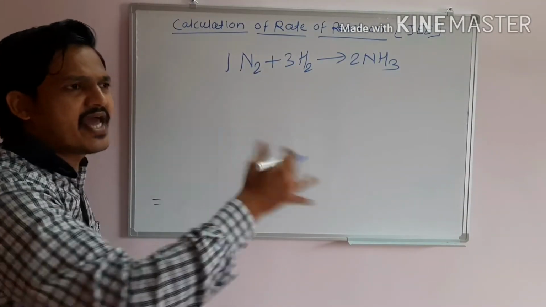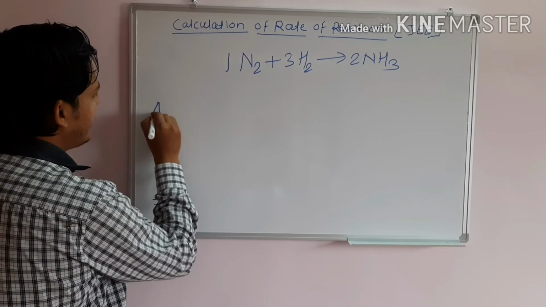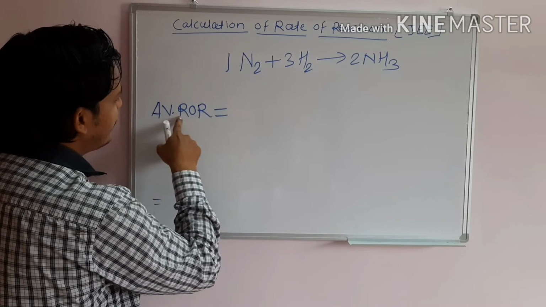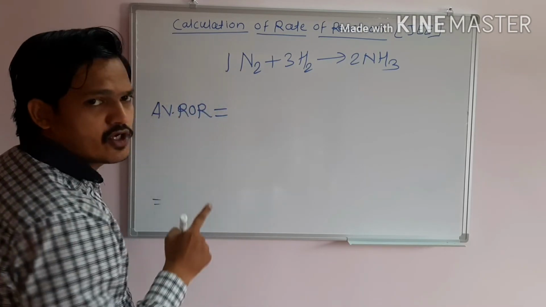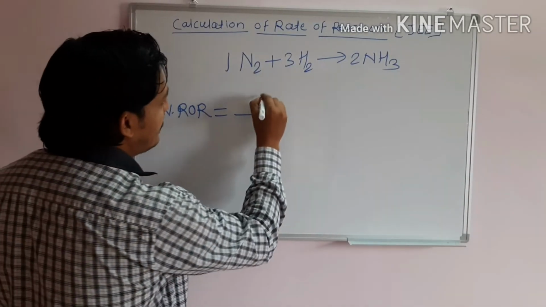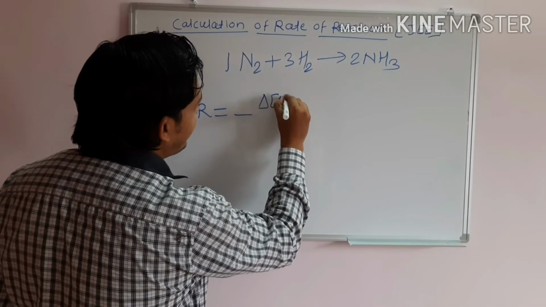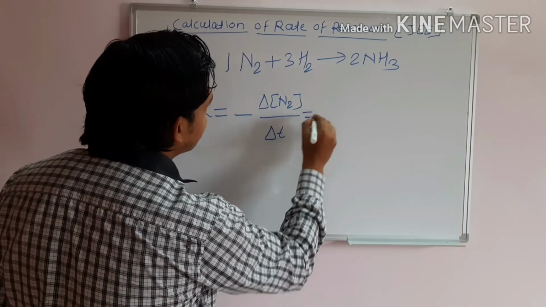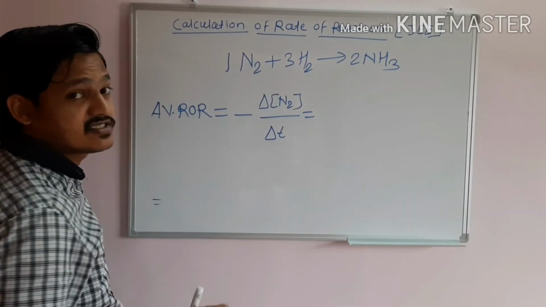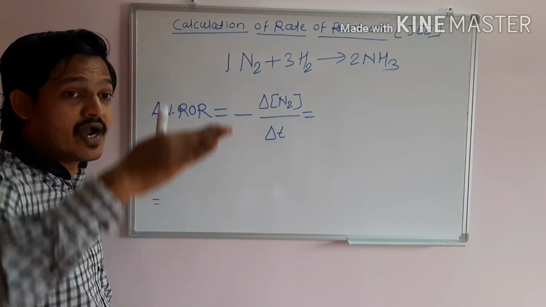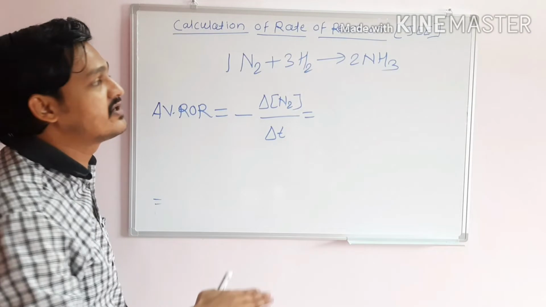I am telling you directly the average rate of chemical reaction, average ROR. Stoichiometric coefficient 1. The negative sign must be added to the reactant side only. Minus del in bracket N2 divided by del T is equal to, the coefficient of hydrogen is 3. So I can tell you the rule: change in concentration of species divided by its stoichiometric coefficient.